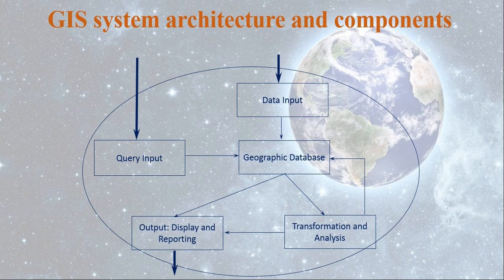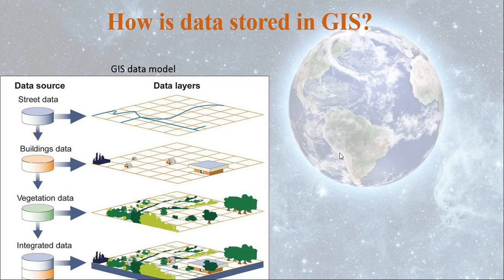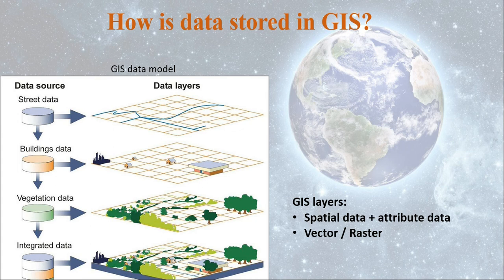You may ask, how is data stored in a database? In order to respond to this question, you'd better get familiar with the concept of layer. A layer is a means of organizing contents of a map. Data is organized with layers representing a common feature. Layers are comprised of two data types. Spatial data, which describes the location, and attribute data, specifying what, how, and when. Here we have three layers: streets layer, buildings layer, and vegetation layer.